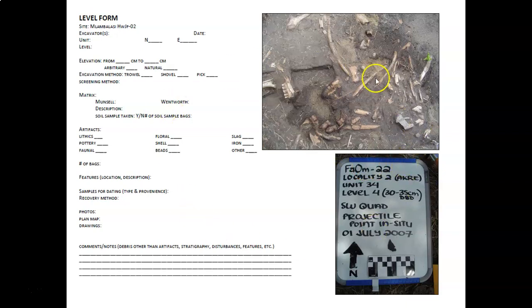So we have level forms that we use to keep track of all of the information. One of the ways we excavate is via levels. These can be either by natural strata or layers of sediment, or they can be arbitrary. In this case, we were excavating in arbitrary 5 centimeter levels, which is recorded here on this image.